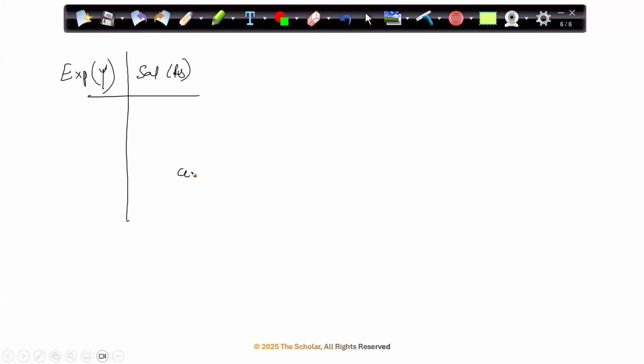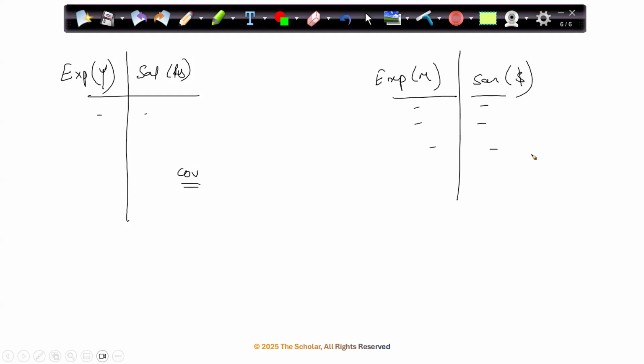You will get a certain covariance number. But when you change the unit, suppose now you changed your data to experience in months and salaries in dollars. For the same data set, the data is exactly the same. What was your data here is the same data here. Just your unit has changed, right? Your unit got changed, so your covariance value will also change. Let's look at a small example.